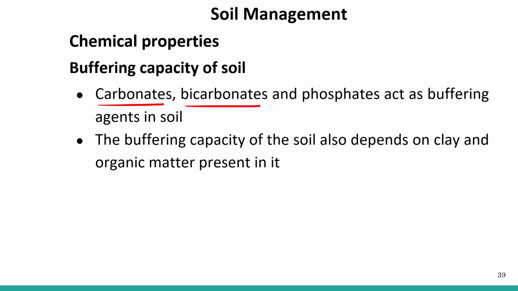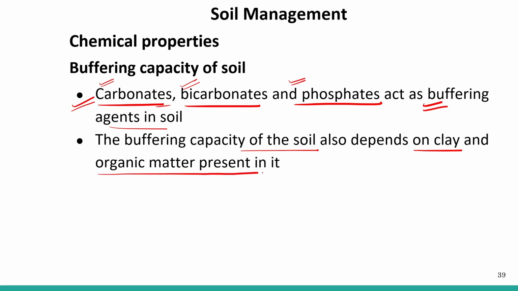Carbonates, bicarbonates and phosphates act as buffering agents in the soil. Very, very important from the examination point of view. So these are some of the ions that determine the buffering capacity of the soil, that is the carbonate, bicarbonate and phosphate ions. The buffering capacity of the soil also depends on clay and organic matter present in it. So what type of organic matter is present and the amount of clay present in the soil also determine the buffering capacity of the soil.